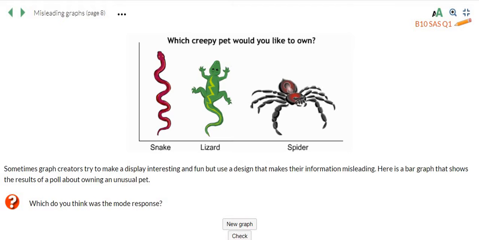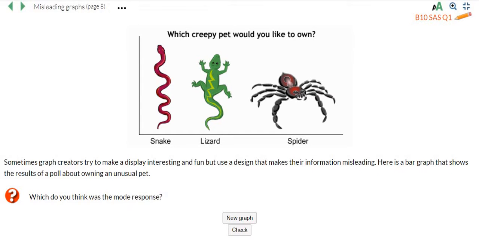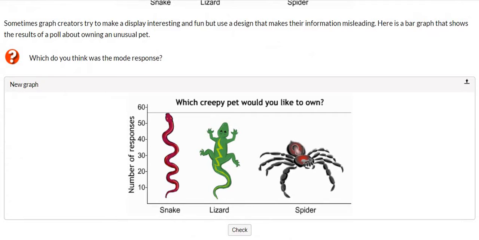If I was to ask you what is the mode of this graph, what does mode stand for? Most. Okay. Could you tell me who has the most? The snake. But could you tell me what the mode is of the snake? No, because they did not give you what? The numbers on the vertical axis. So I could make a graph that looks like this. That's not the issue. The issue is that they did not put the numbers on the side.